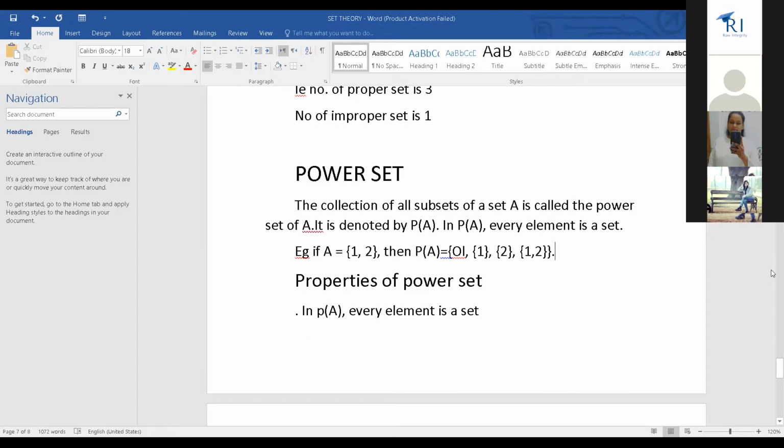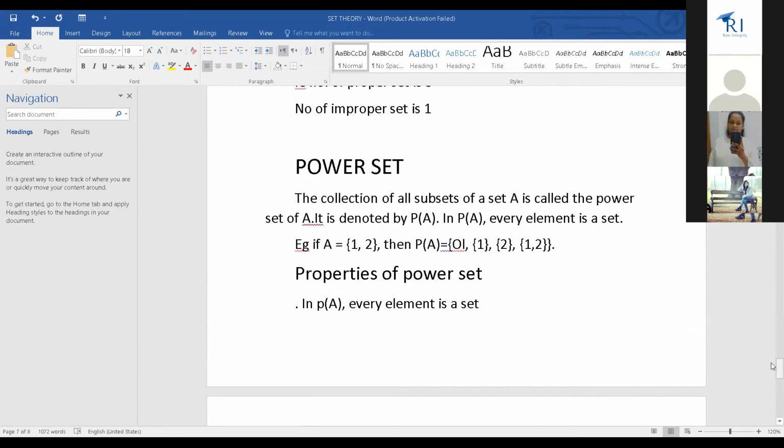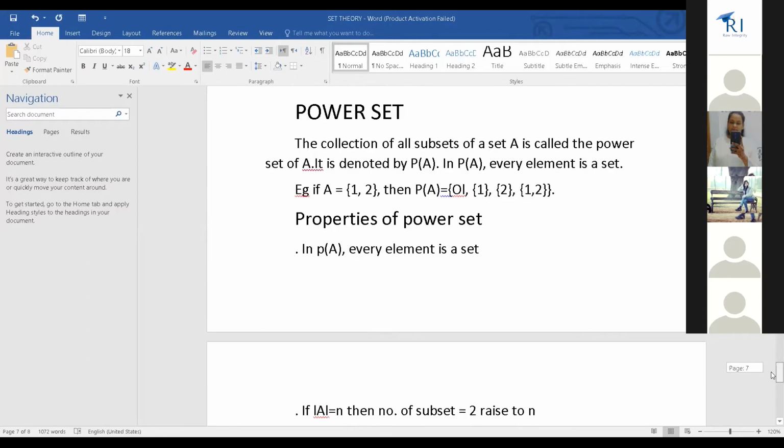So what are the properties of a power set? In P of A, the power set of A, every element is a set. All of these elements can be represented by themselves. The null set is a set by itself, 1 is a set by itself, 2 is a set by itself, and 1 and 2 is a set itself. That's the first property.